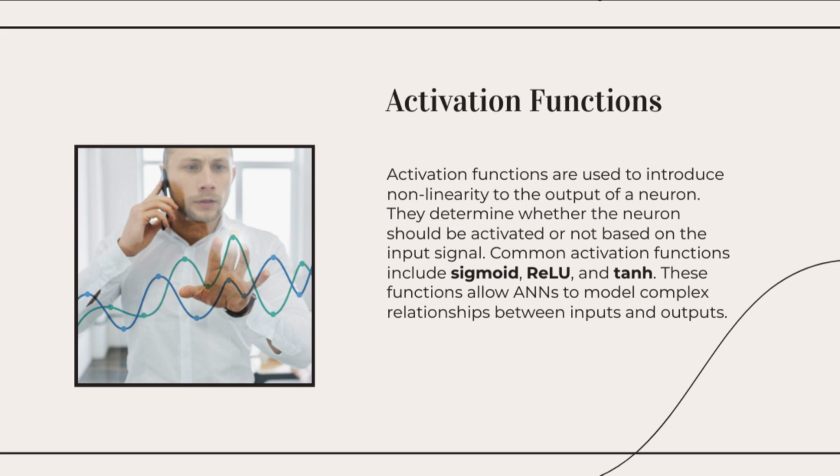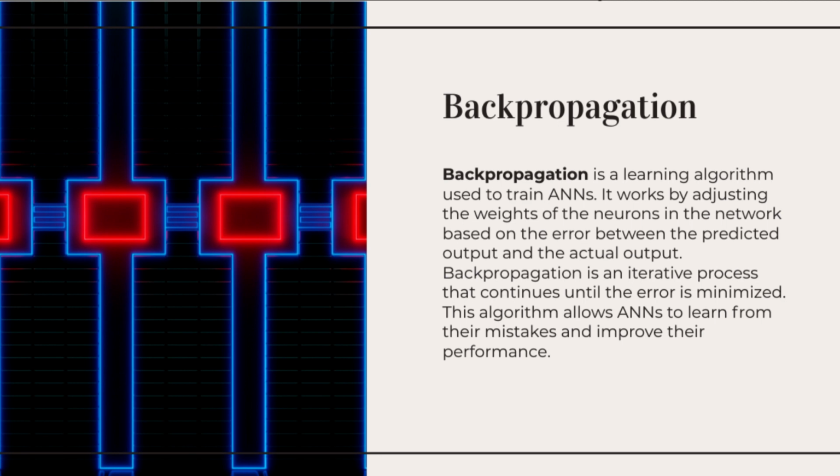5. Activation functions. Discuss various activation functions used in neural networks, such as sigmoid, ReLU (rectified linear unit), and softmax. Explain their purpose in introducing nonlinearity and enabling complex mappings within the network.